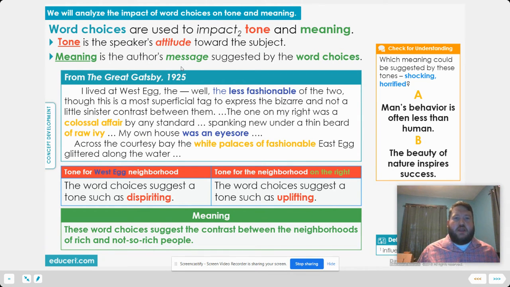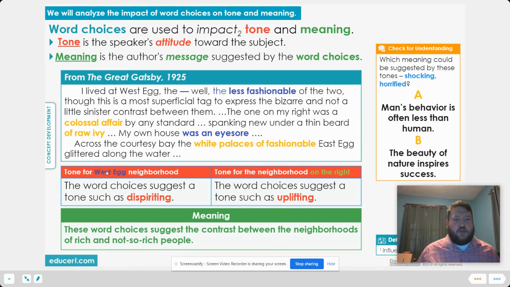Okay, so let's go ahead and get into it, do some work together on tone and meaning within some fiction to start us off. This section here is from The Great Gatsby. So in this section, I would obviously read through this and have the students pay particular attention to the highlighted or different colored words here throughout this section. Once I finish that, then we would go right on.